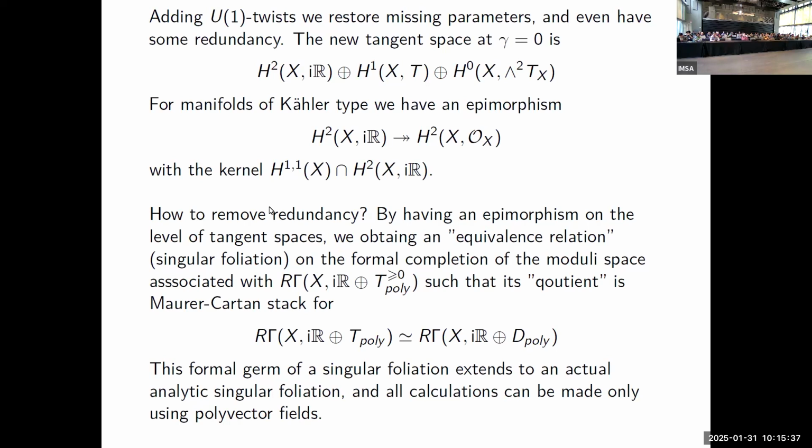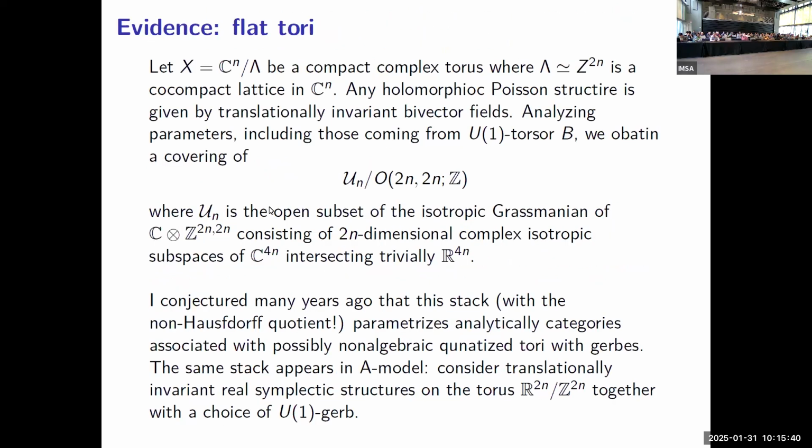Okay. So, what is the evidence for this very optimistic conjecture? Of course, there are concrete examples where you have explained trigonometric quantization, elliptic, rational, and so on. But I want to forget about algebraic geometry, so to do really non-algebraic examples. And essentially, the only example which I have is the case of the flat torus, the complex torus.